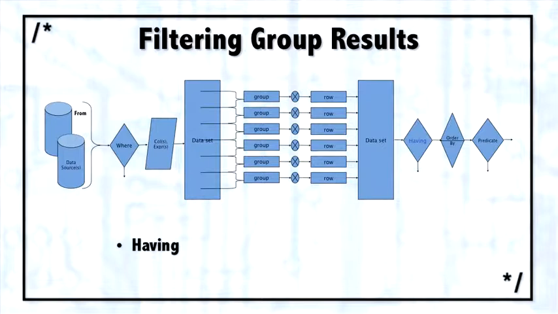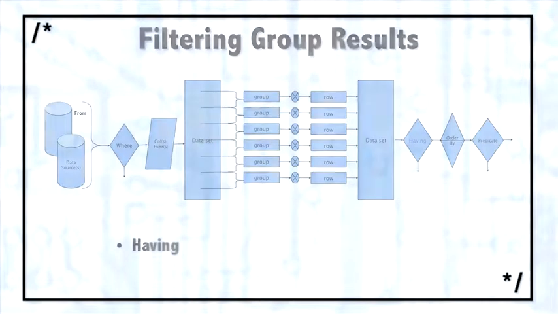The result of the aggregate. This could be done by wrapping a subquery into an outer query and then placing a where clause in the outer query, but it's nice having the having clause right there.